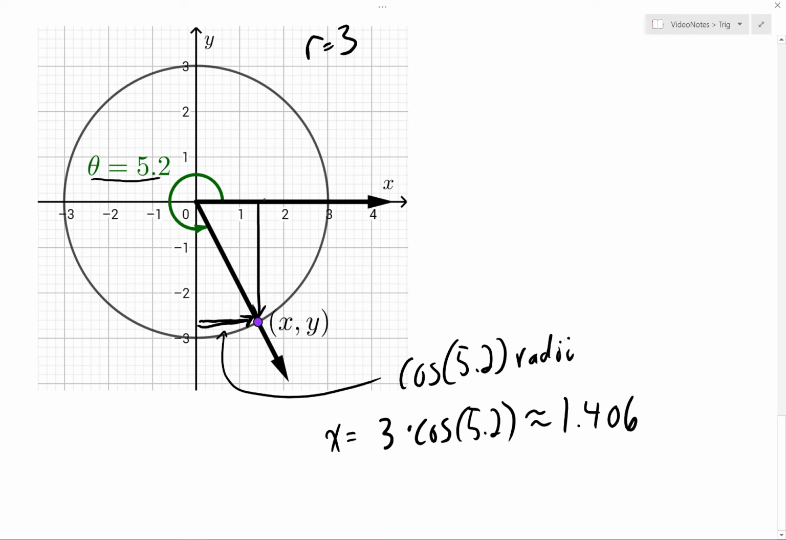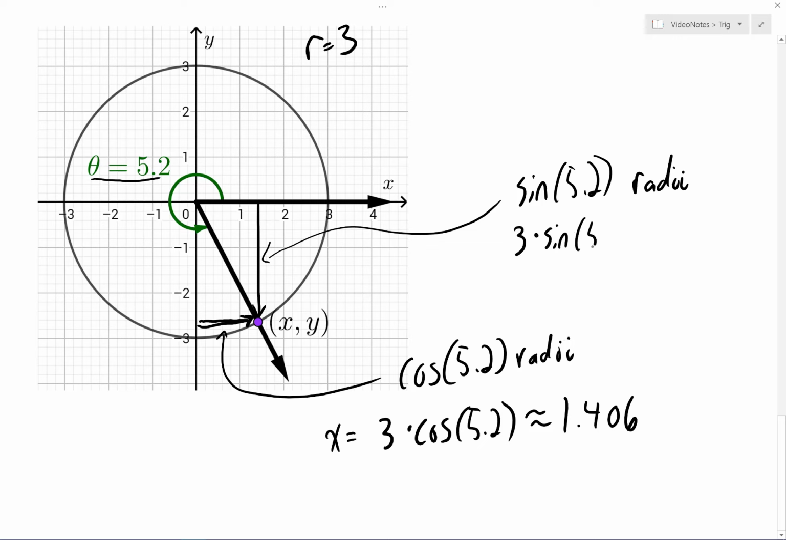Now in a similar way, that terminal point's distance above the center of the circle is represented by sine of theta, so sine of 5.2, and that's a number of radii. So sine of 5.2 tells us the terminal point's height above the center of the circle in radii, but we know that the radius of our circle is 3 units, so that actual distance in our standard unit is 3 times the sine of 5.2. So 3 times sine of 5.2 will give us the y-coordinate of this terminal point. And 3 times sine of 5.2 is roughly negative 2.65.